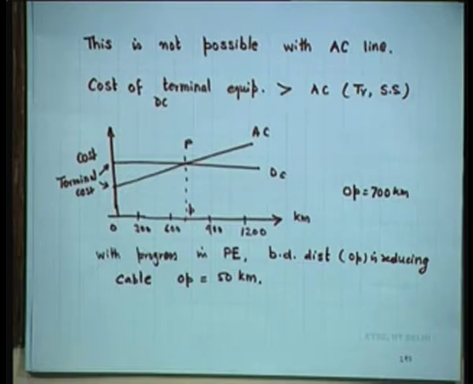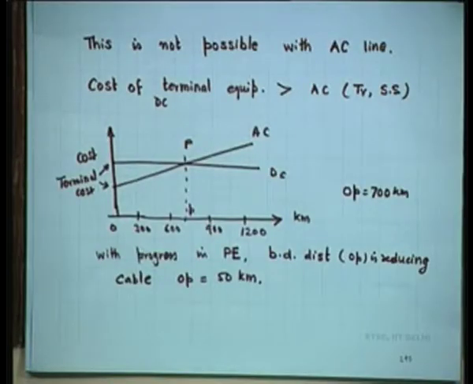So, this point is called break even distance. If at all you have a HVDC line, it has to be longer than OP. If it is shorter than OP, then there is no point in using DC, you have to use AC. And this break even distance also keeps on varying depending on advances in technology. Normally OP is around 700 kilometers. So if it is more than 700 kilometers, it becomes advantageous, cheaper, better, more reliable to use the HVDC option. With progress in power electronics, break-even distance is reducing every year, every day.